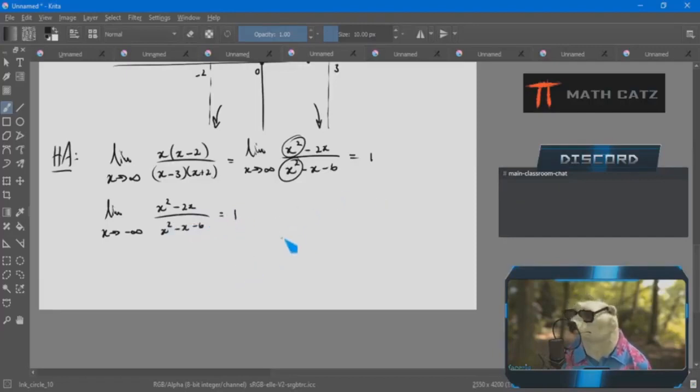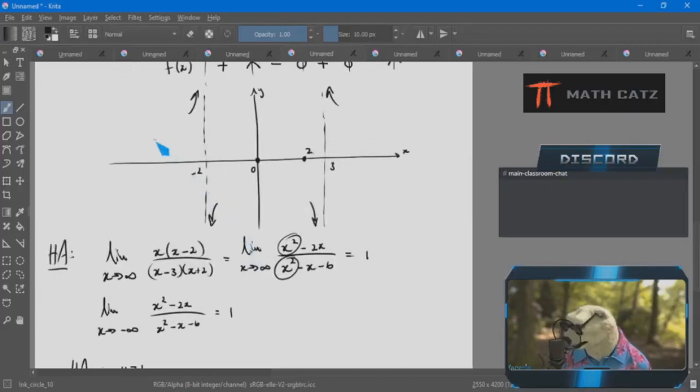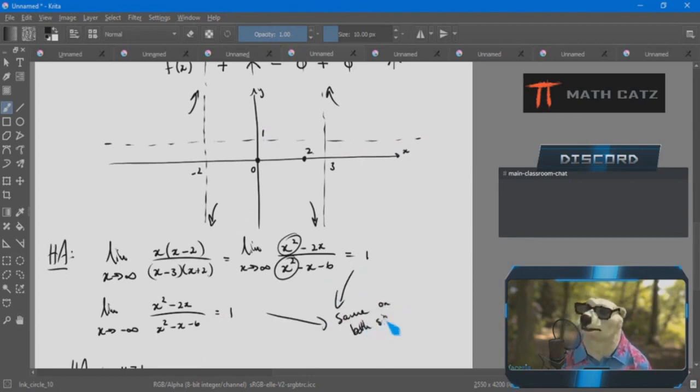So, a bonus to identifying it as a rational function is if I find a horizontal asymptote, and I do, y equals 1. Let's put it up here. It's always going to be the same on both sides.